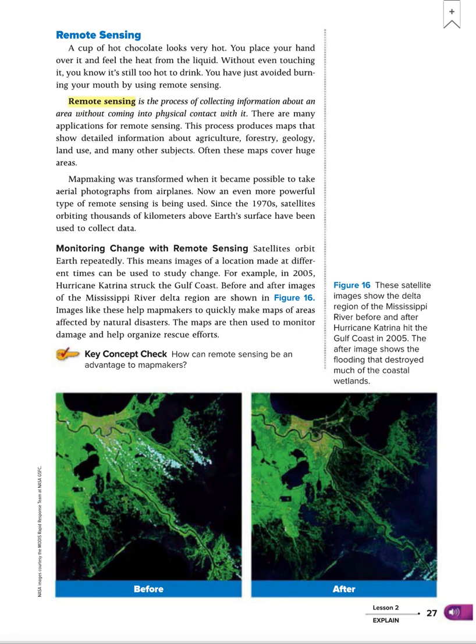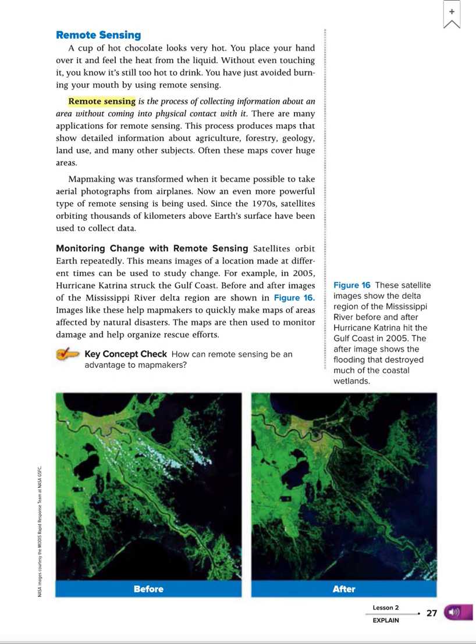There are many applications for remote sensing. The process produces maps that show detailed information about agriculture, forestry, geology, land use, and many other subjects. Often, these maps cover huge areas. Map making was transformed when it became possible to take aerial photographs from airplanes. Now, an even more powerful type of remote sensing is being used. Since the 1970s, satellites orbiting thousands of kilometers above Earth's surface have been used to collect data.